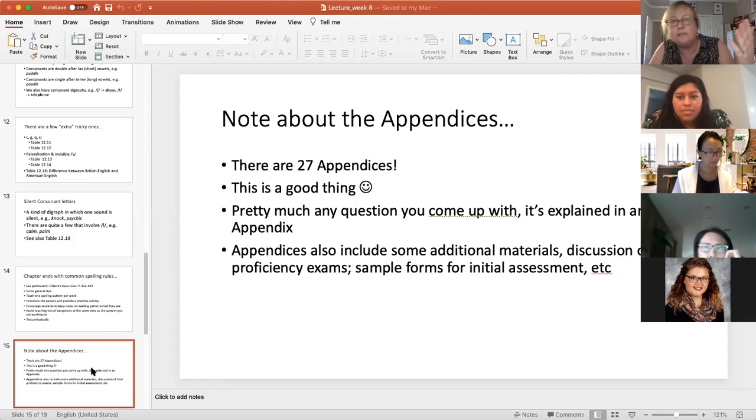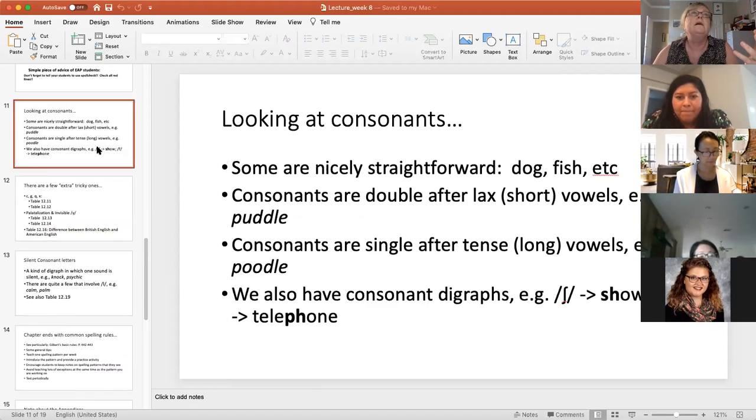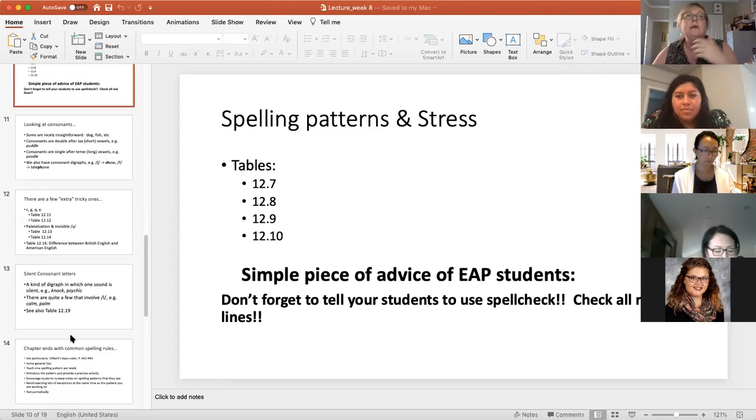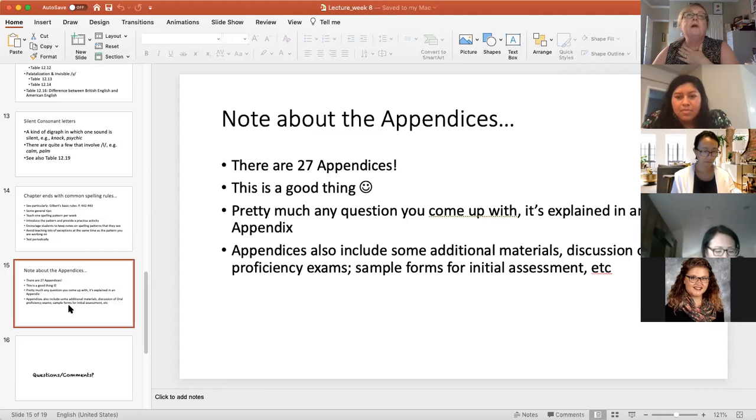You're not going to memorize, for example, all the rules to do with spelling patterns and stress, right? In those 4 tables, you don't need to memorize them, but if you realize that that's what your student is being confused about, you can go back and find them and work with them. So I would strongly suggest that you hold on to the book, and if you're not sure about something, check it out in the appendix.